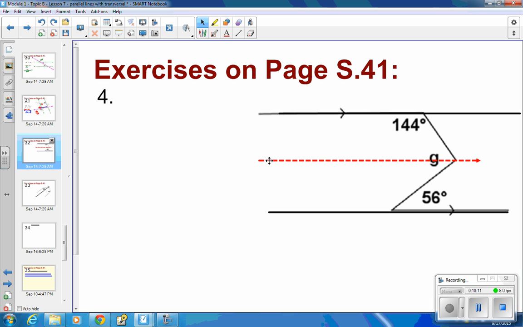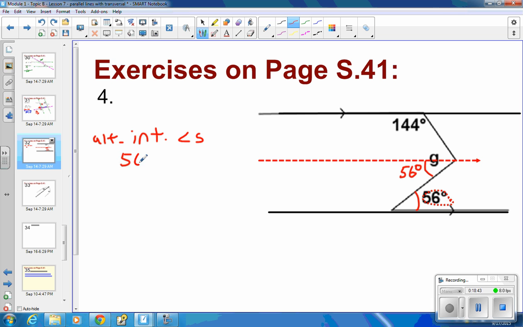So I've drawn my red auxiliary line right through the vertex of this angle where G is. So now I know that this 56 right here would be an alternate interior to this angle over here, right? These two are alternate interiors. So this is also 56 degrees. Okay, so I have alternate interior angles, and that gets me my 56 degrees coming across to this center part right here.